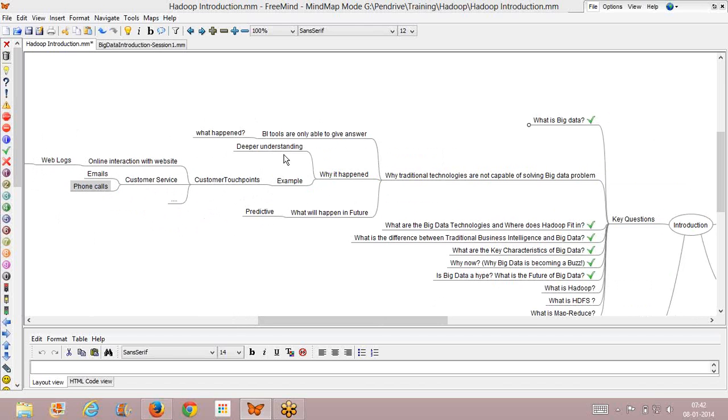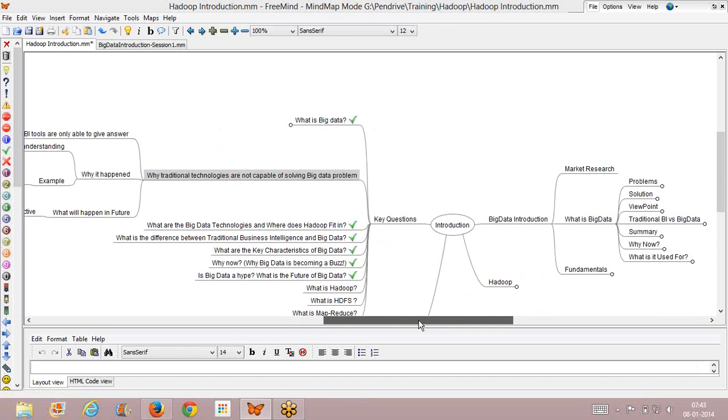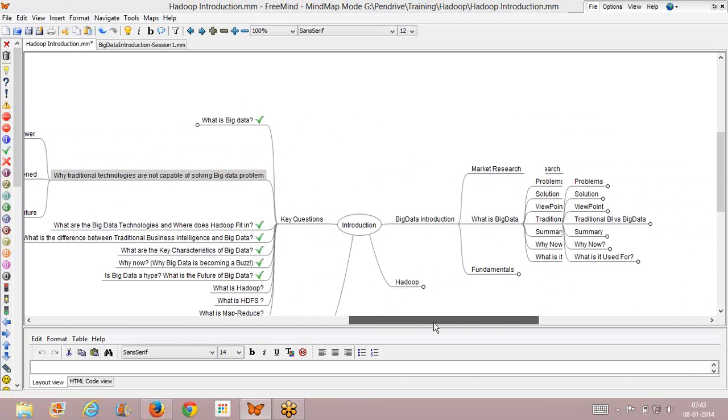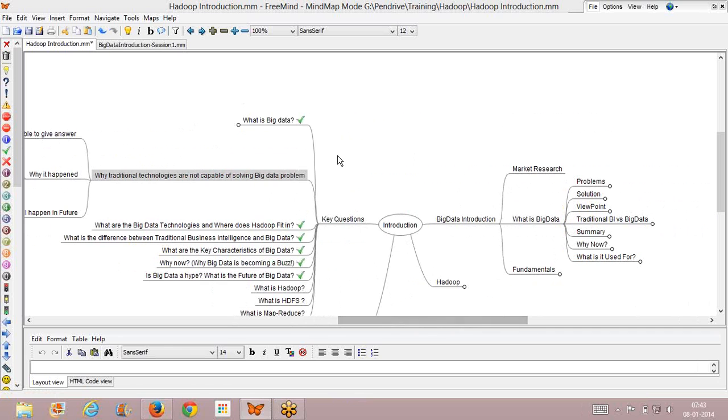This is just one example. Big data doesn't mean that you need to have all this unstructured data. Even with structured data, you can have a big data problem if the volume is growing too fast or the velocity at which the structured data is coming is too fast. So this is the difference between traditional BI and big data solutions. We call it big data analytics.